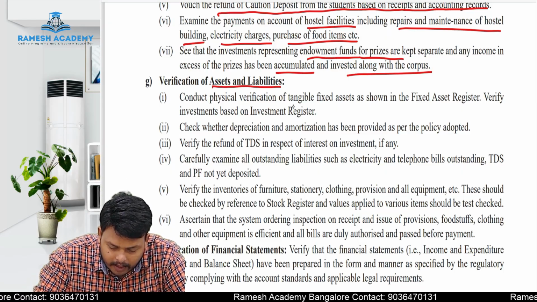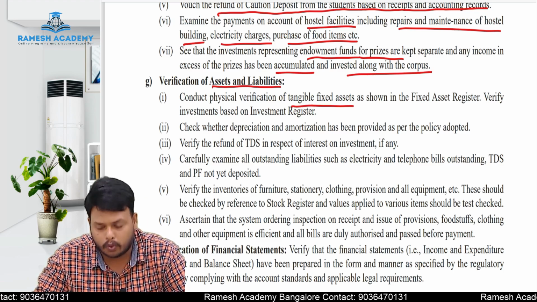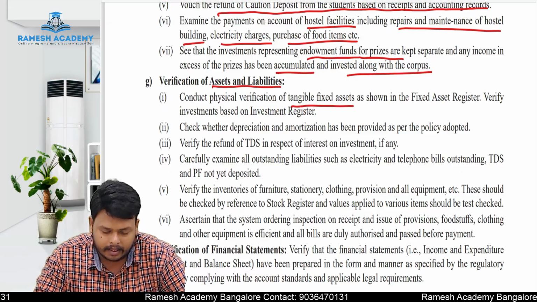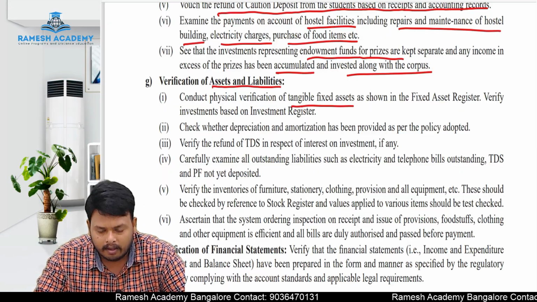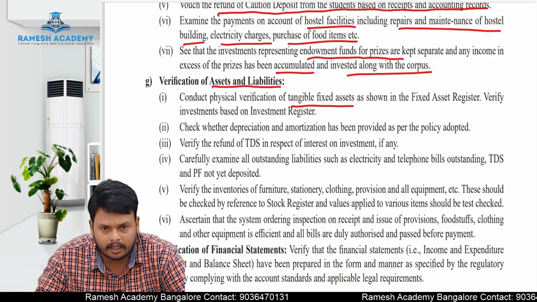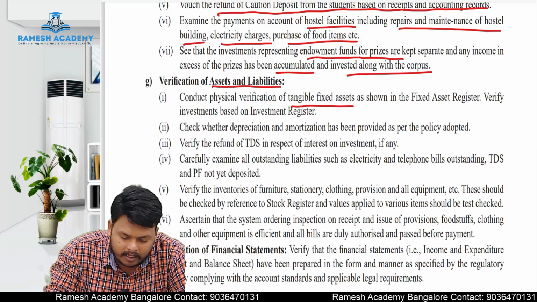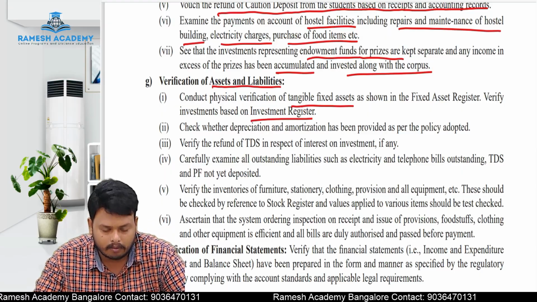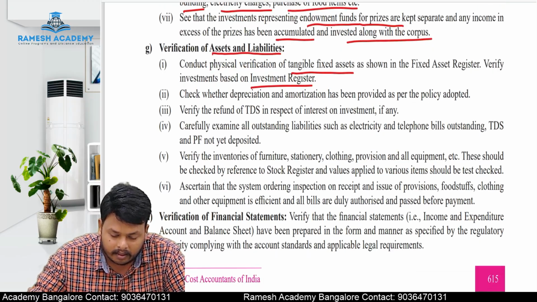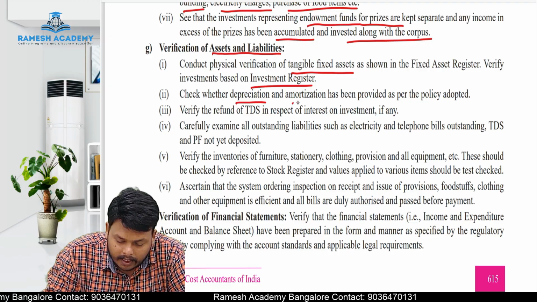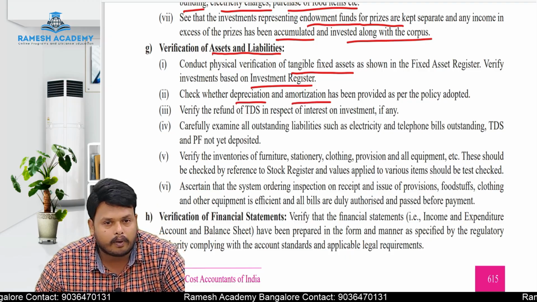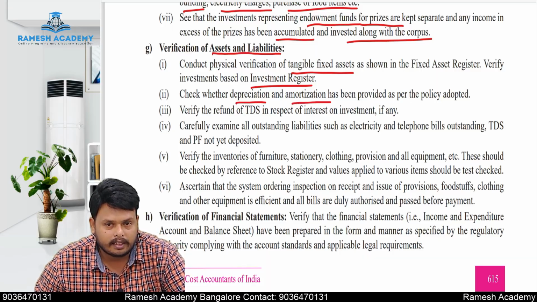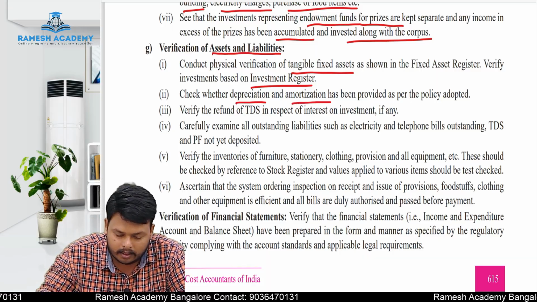Conduct physical verification of tangible fixed assets as shown in the fixed asset register. So the auditor has to take up the fixed asset register and verify the tangible fixed assets physically. Verify investments based on the investment register. Check whether depreciation and amortization have been provided as per the policy adopted. The auditor has to check whether the depreciation and amortization have been provided as per the policy which is adopted.